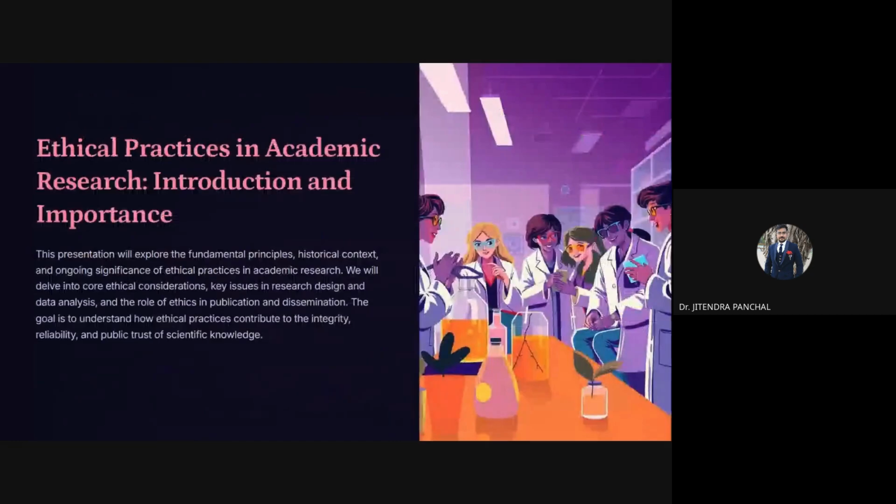Now next we are going to discuss ethical practices in academic research. This is a very important point when you are doing academic research. Not only academic research, it is also important in practical and scientific research. Most of the participants are from academic backgrounds, maybe students, scholars or academic persons, so that's why I have particularly focused on academic research.